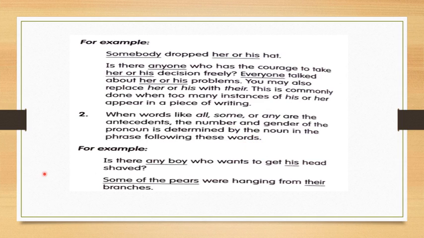How? Let's see. Is there any boy who wants to get his head shaved? Any boy means single, that's why here the pronoun is his. Some of the pears were hanging from their branches. We know that we like to have this fruit, pear. So some of the pears were hanging from their branches. So this is how antecedent and the pronoun is used in the sentences.